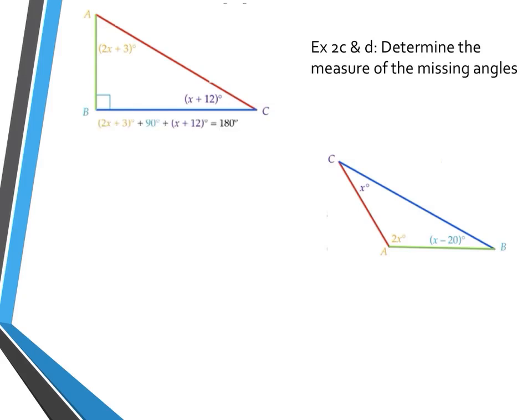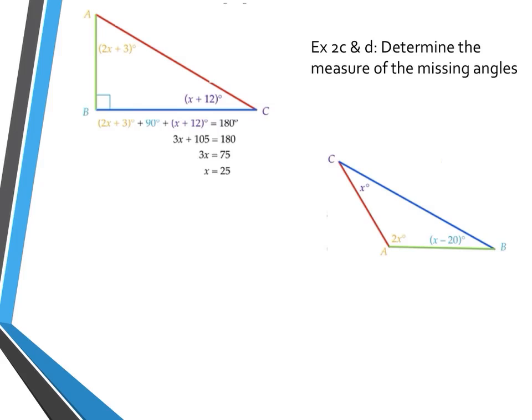So we set up our equation, so 2x plus 3 plus 90 plus x plus 12 equals 180. We combine like terms, so all the x's combine to be 3x, the 90 plus the 3 plus the 12 combine to be 105. We subtract the 105 from both sides, resulting in 3x equals 75. Then we divide both sides by 3, resulting in x equaling 25.